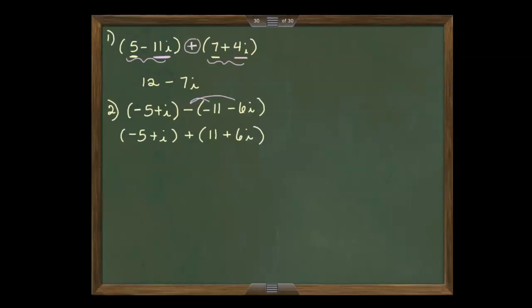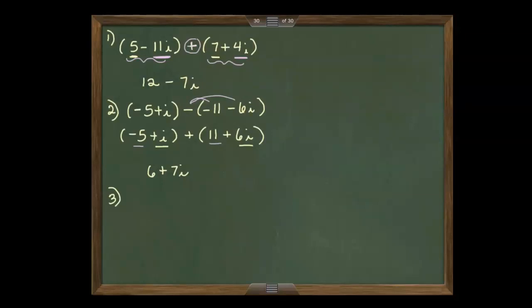So now we're all set to add our real parts and to add our imaginary parts. So negative 5 and 11 will give us 6. And then we have 1i and 6i, which will combine to give us 7i. Okay, so we've learned how to add, how to subtract. Now let's talk about how to multiply complex numbers.